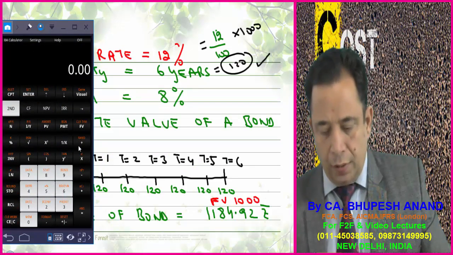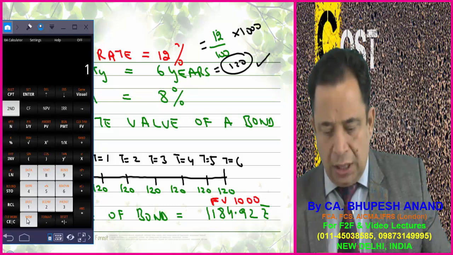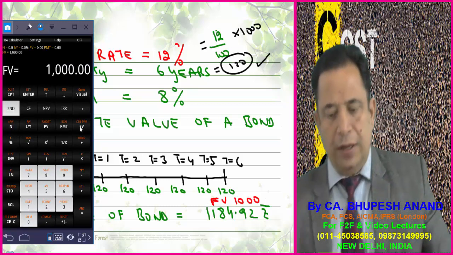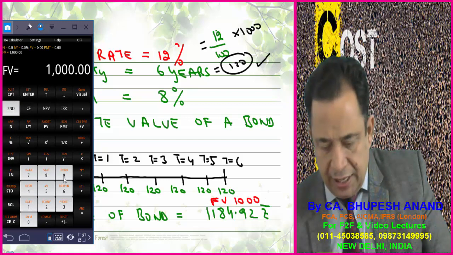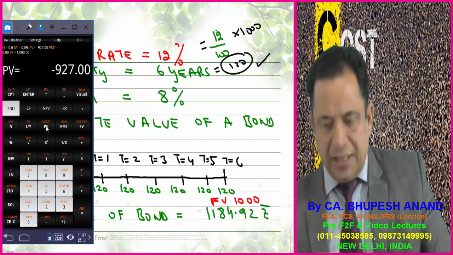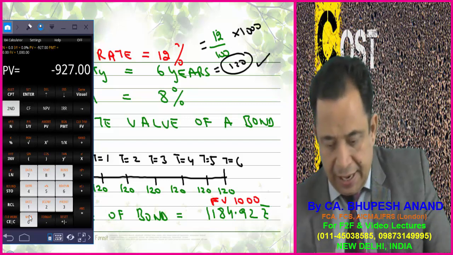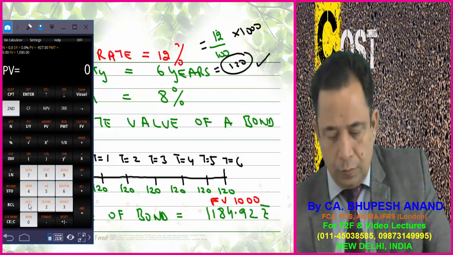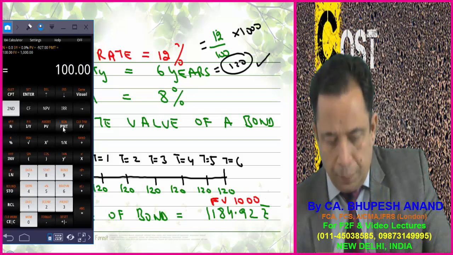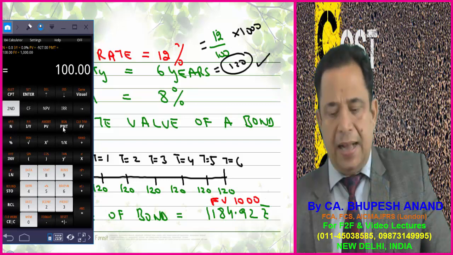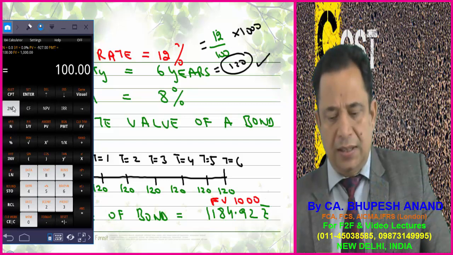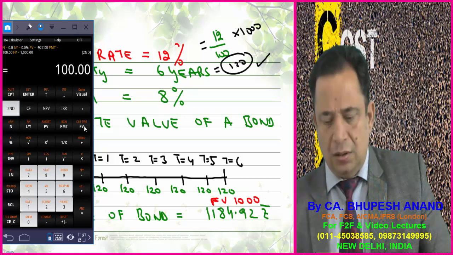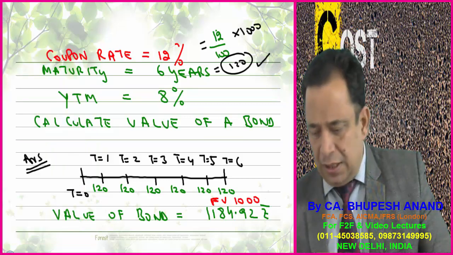Clear work. Okay. 1000 as future value. Okay. 927 as present value. Okay. And 100 as monthly payment. So again, I think there is some problem in this. So we will do it with the help of another calculator.